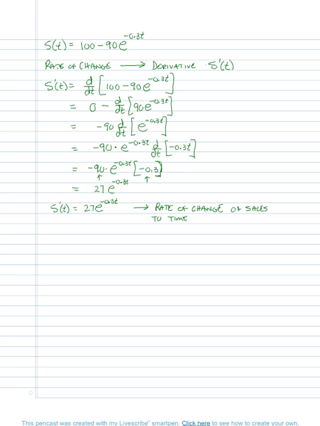So our question A was, what is the rate of change after 1 year? And simply to calculate that, we need to put a 1 into the derivative. And so that would be 27 times e to the power negative 0.3 times 1. We saw in the calculator a little earlier how we go through this calculation.